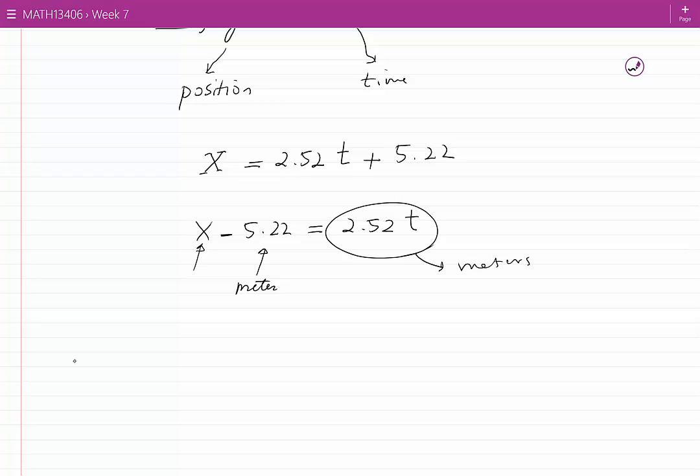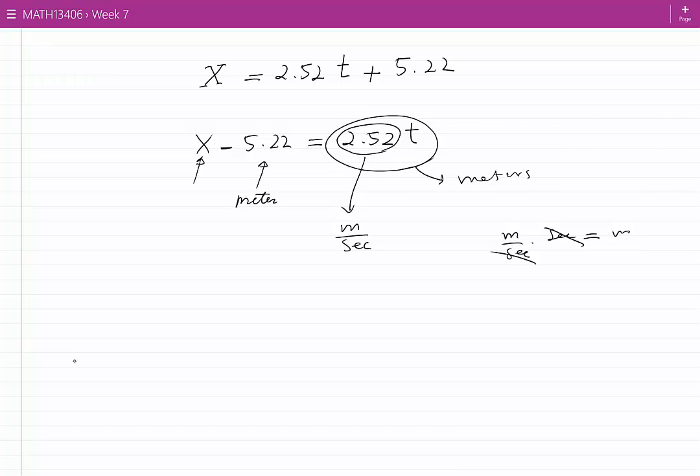That says that the unit of 2.52 must be meters per second, because only then we would have meters per second times t, which is seconds, equal to meters, because seconds would cancel from the numerator and the denominator. We therefore observe that in the equation we have found, 2.52t has the units of meters per second and 5.22 has the units of meters.